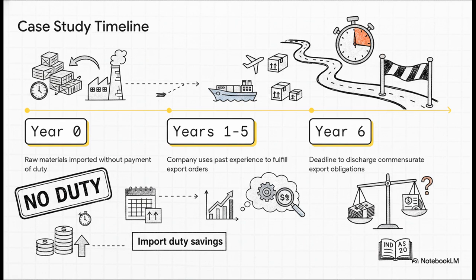Picture this scenario. In year 0, our company imports some raw materials completely duty-free. Sounds great, right? But there's a massive catch. The company is immediately put on a strict 6-year clock to discharge commensurate export obligations. If they miss this hard deadline by year 6, they have to surrender the benefit entirely and pay back that duty. Now, the company is pretty confident it can hit these targets based on current export orders and past experience, but the pressure is definitely on.